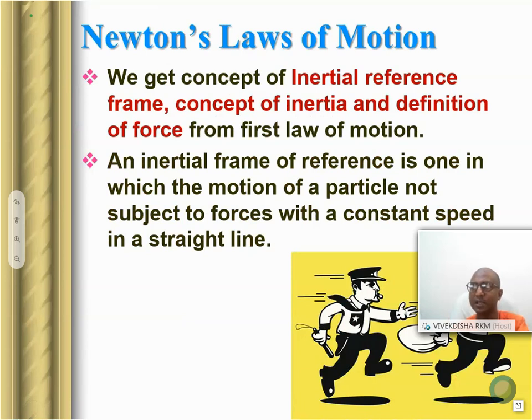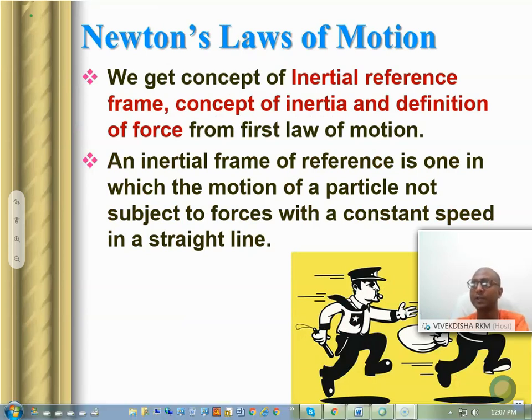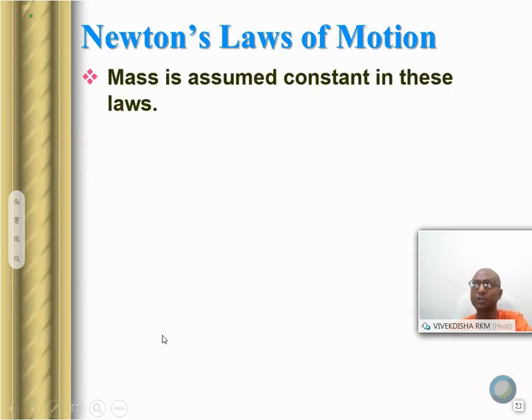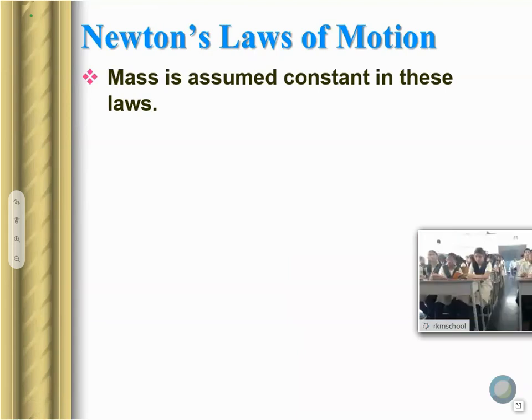There are several other things. I will also mention at least two things or maybe three. These are also hidden in Newton's laws. So three things are there. One is that mass is assumed constant in these laws. There is no mention about the mass. We do not know whether mass will be increased or decreased in this motion. There is a possibility.